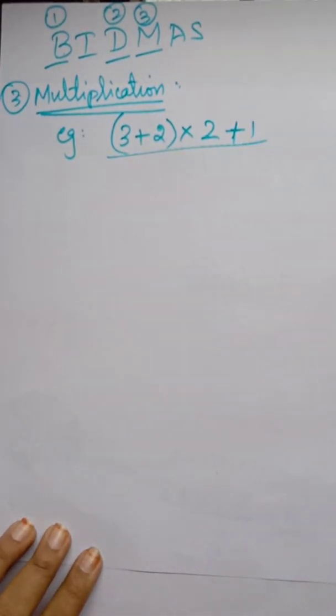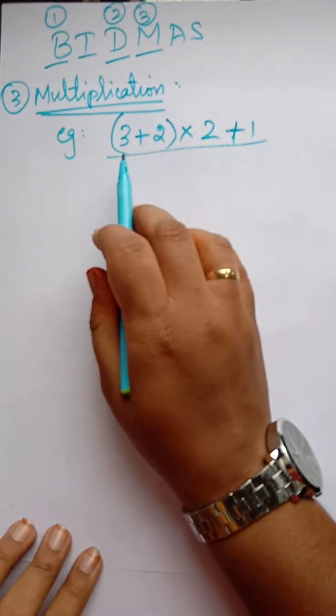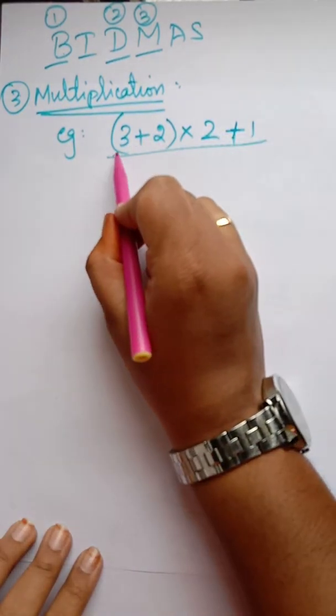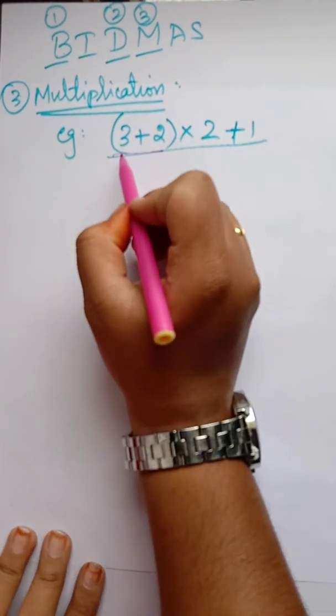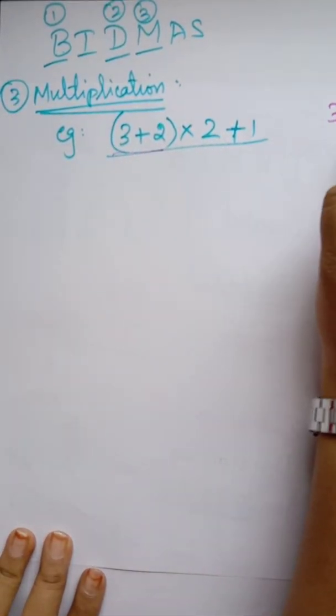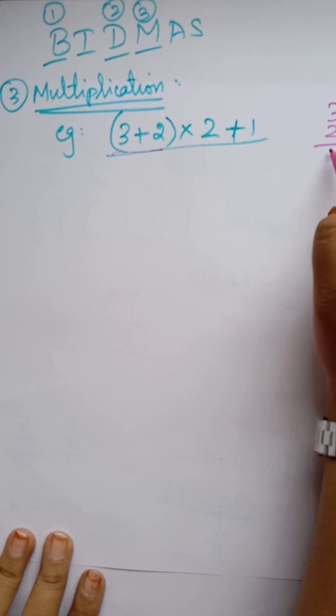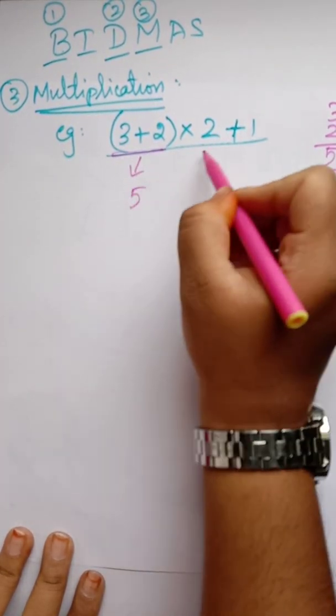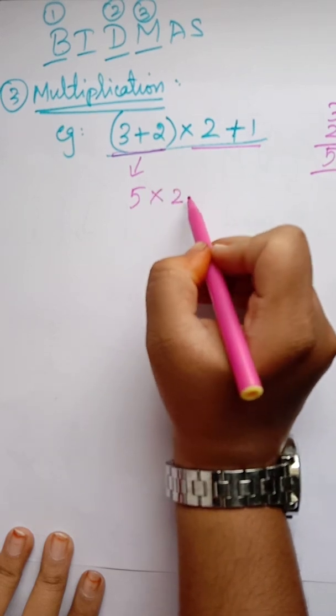What do we see first? The first rule is bracket. So first you have to check whether you have a bracket or not. Can we see any bracket here? Yes, that is 3 plus 2. First we have to change it. 3 plus 2 is 5. So we replace it with 5, and the remaining numbers should be written as they are.